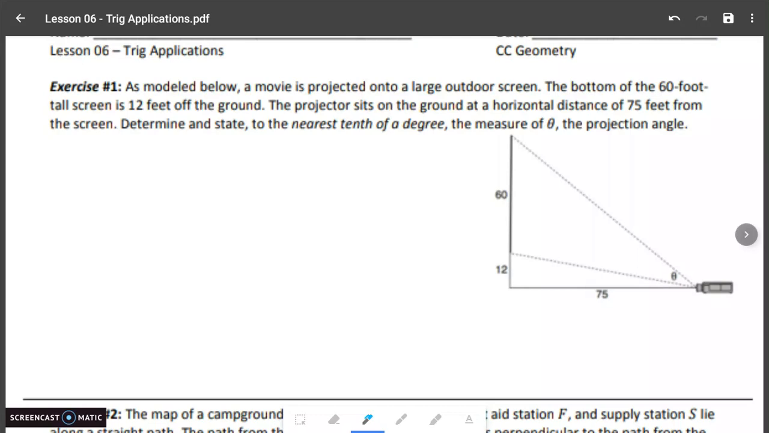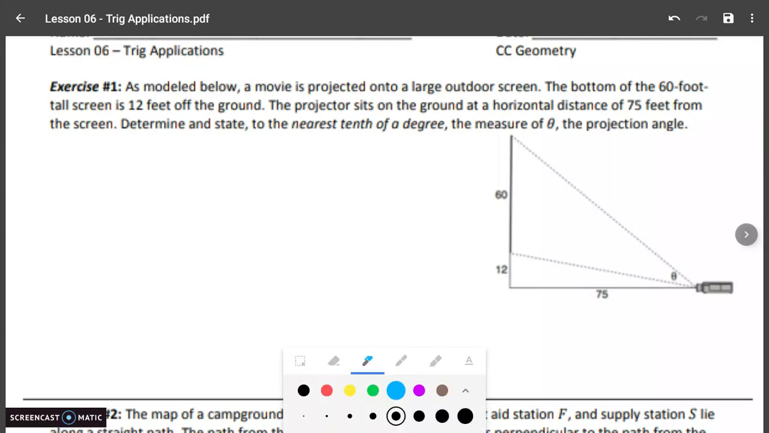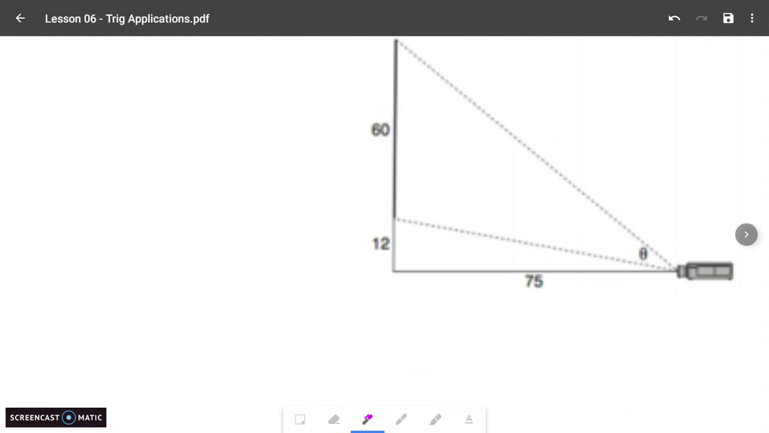So if I'm looking at exercise number 1 here, we have a movie is projected onto a large outdoor screen. The bottom of a 60-foot tall screen is 12 feet off the ground, and the projector sits on the ground at a horizontal distance of 75 feet from the screen. Determine and state to the nearest tenth of a degree the measure of theta, the projection angle.